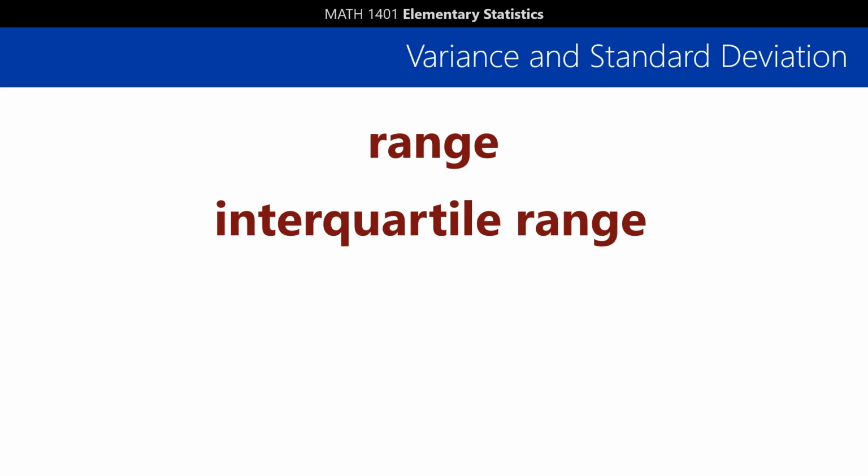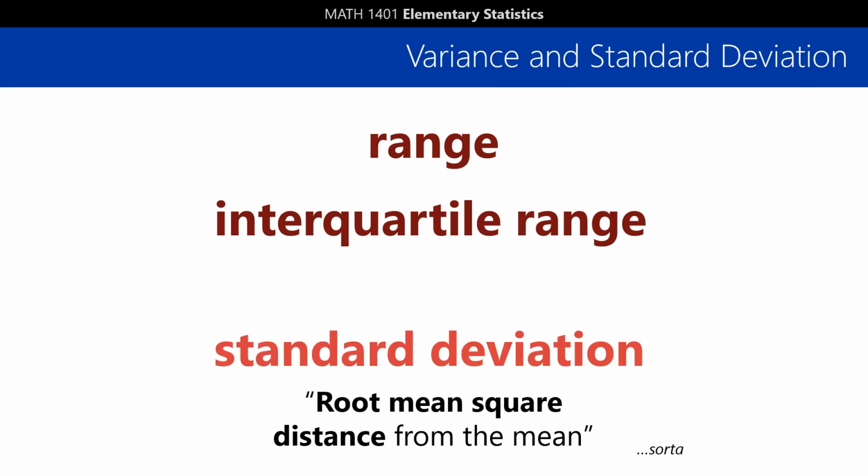These are useful, but there's a third measure of spread that's even more useful and much more widespread: the standard deviation, which can roughly be described as the root mean squared distance from the mean. If you're not sure what that means, don't worry, we'll break it down.